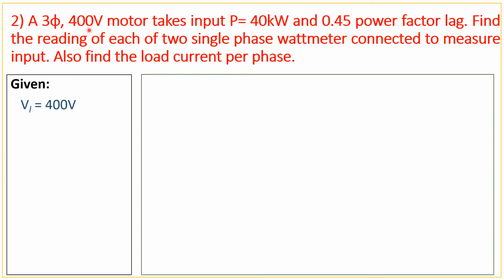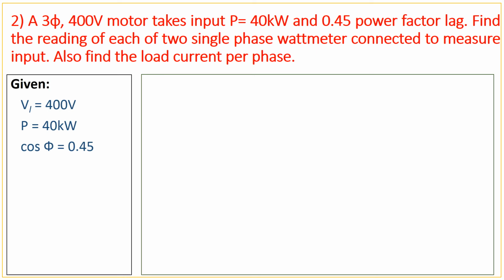So a three-phase 400 volt motor. So therefore VL is equal to 400 volt, takes input P. So P is equal to 40 kilowatt or 40,000 watt at 0.45 power factor lag. So cos phi is equal to 0.45. Find the reading of each of the two single phase wattmeter connected to measure input, right?